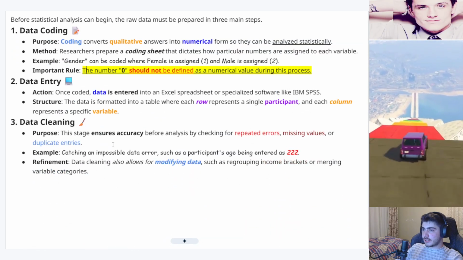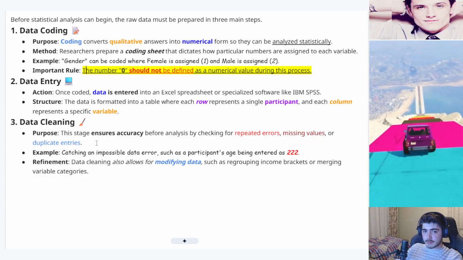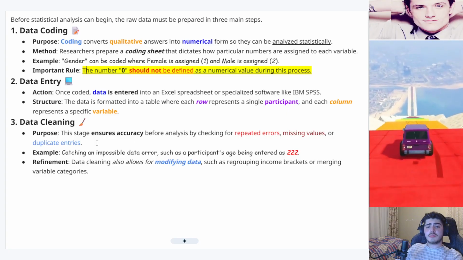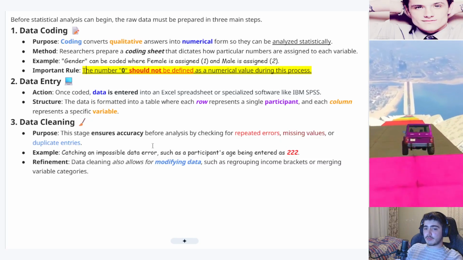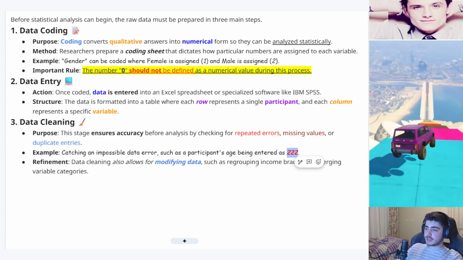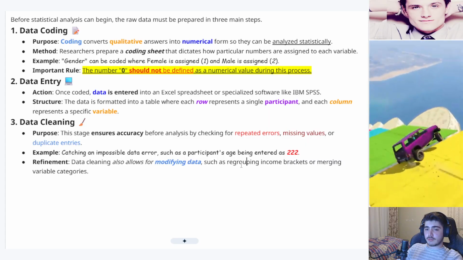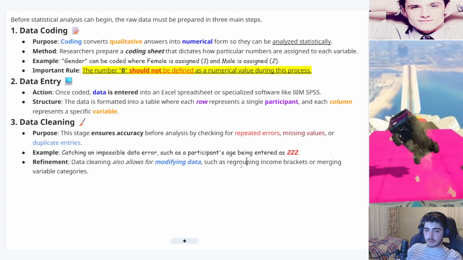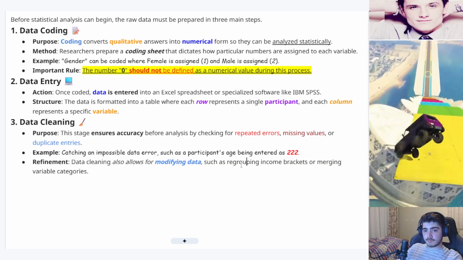Now we have data cleaning, which ensures accuracy before analysis by checking for repeated errors, missing values, or duplicate entries. For example, you may get an age being entered as 222. Now, that's quite unrealistic. If someone was 222, they would probably be my grandfather.